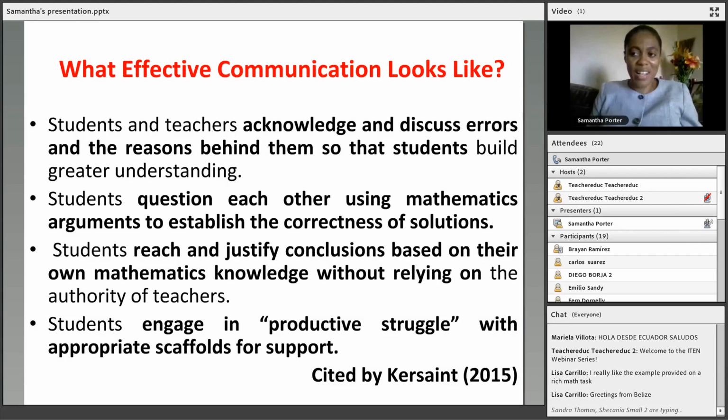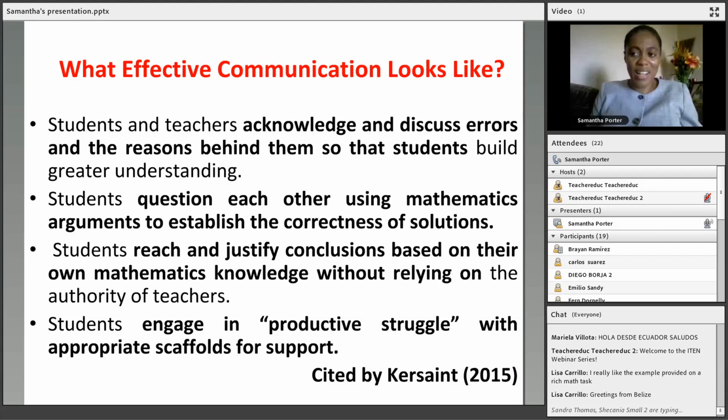Students engage in productive struggle with appropriate scaffolds and support from the teachers. Gone are the days when teachers dominate what happens in the classroom, especially in mathematics. Mathematics has been a sore spot for many years. Therefore, we have to change the way we are teaching. We have to allow communication, effective communication, within our maths classroom.